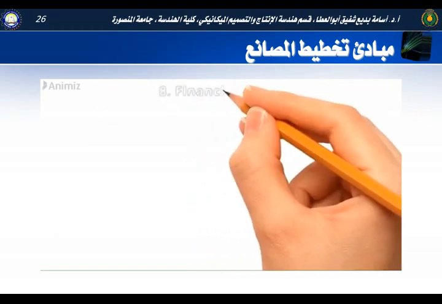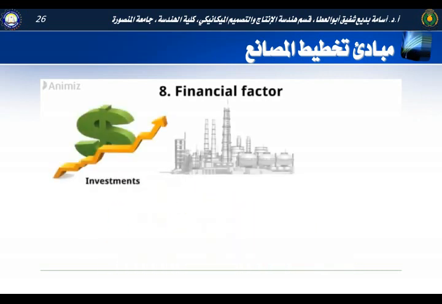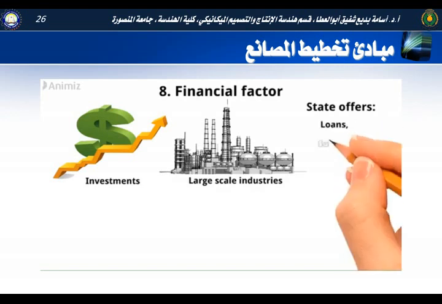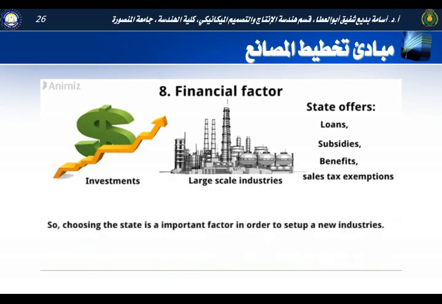8. Financial factor. In order to attract investment and large-scale industries, various states offer loans, subsidies, benefits, and sales tax exemptions to new units. So, choosing the state is an important factor for new industries.